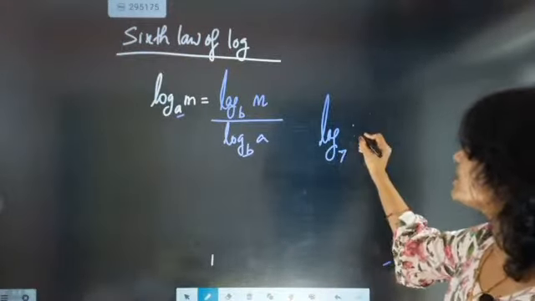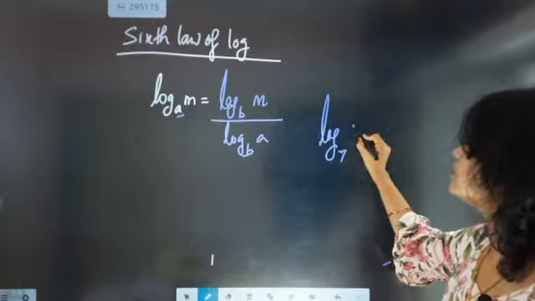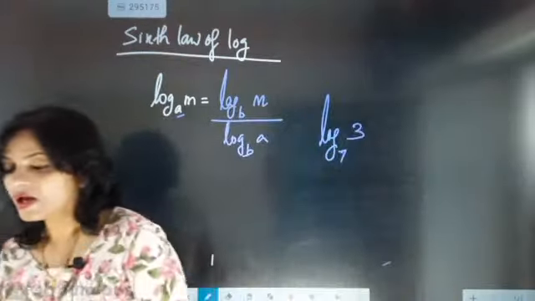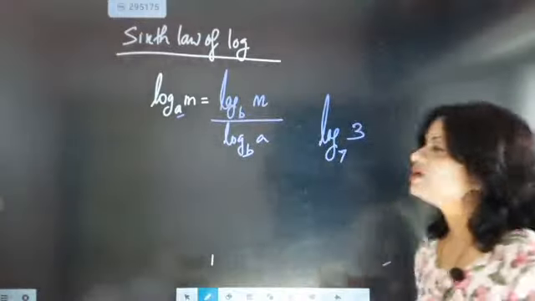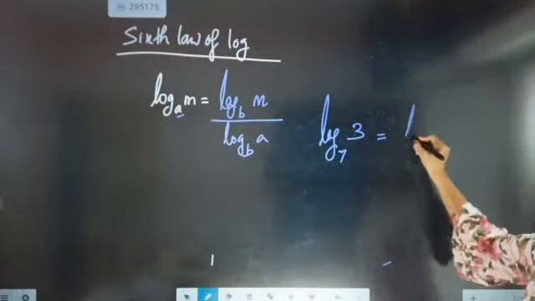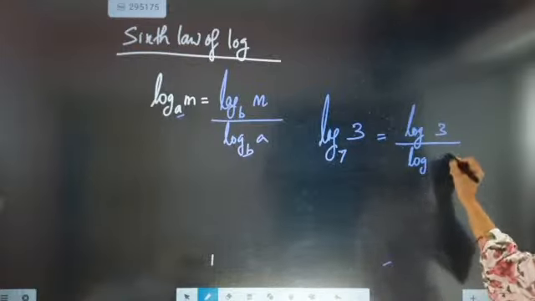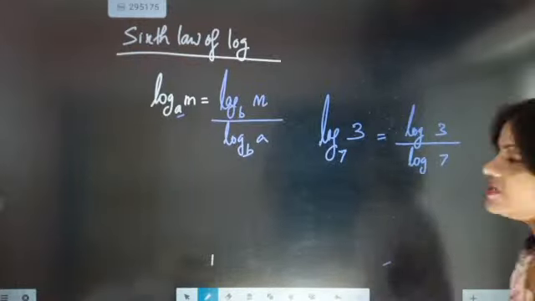Log 7 is there and here we can take 3. Then how am I going to expand this? By property. How can I expand this by property? So now by property, first log 3 will be coming, then log 7 will be coming. Now log 3, log 7 is there.